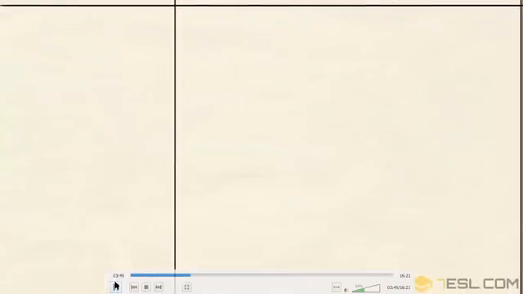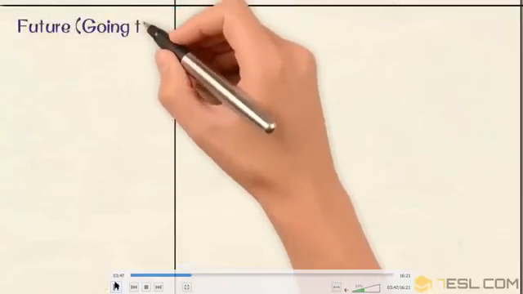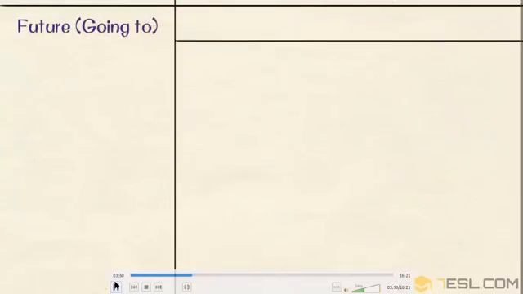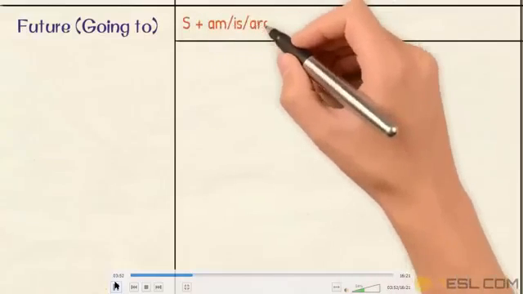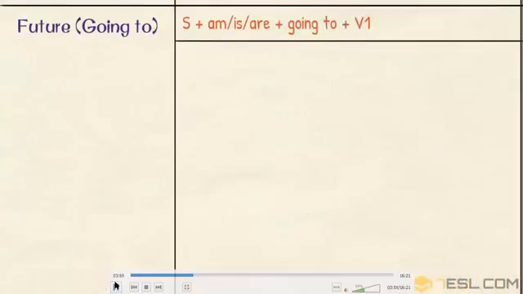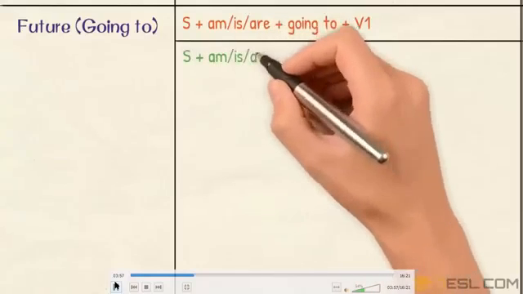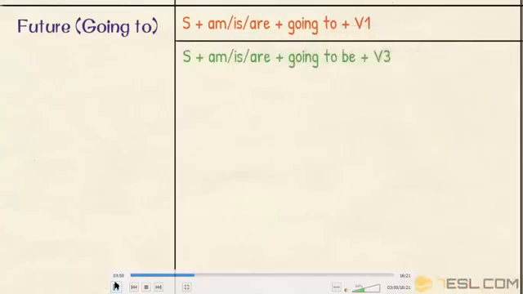Now, future tense with going to. Simply we will use the subject plus am, is, are plus going to and the first form of the verb. This is the structure of the active sentence, and for the passive one we will do subject plus am, is, are and going to be plus third form of the verb.